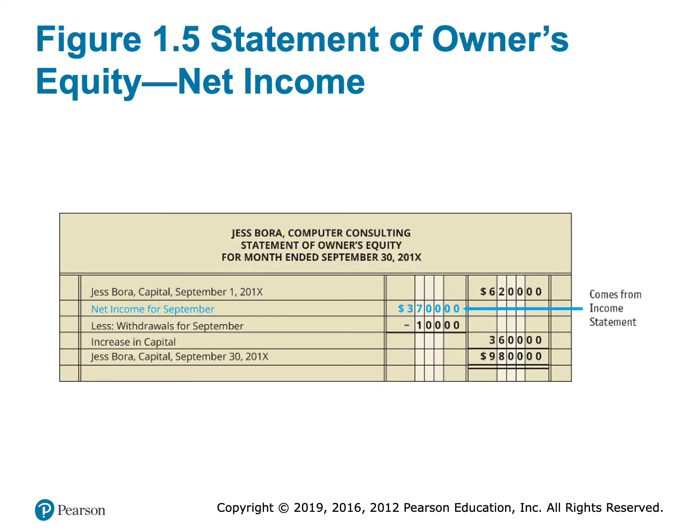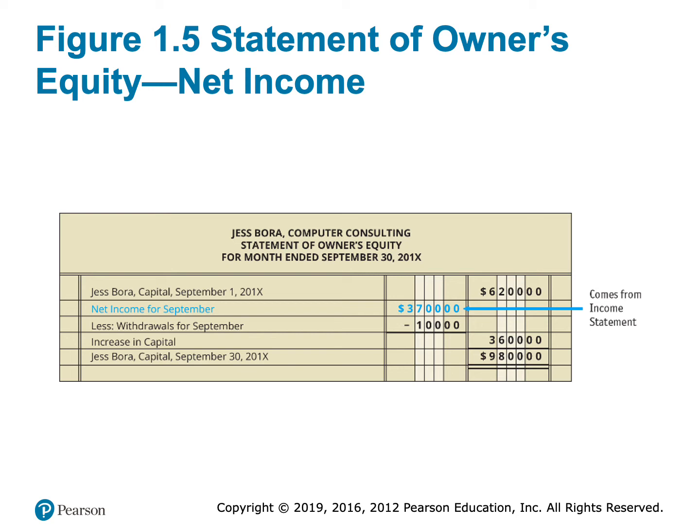So notice again, we have our statement, our 3-line heading. So we have a name of our company, the name of the statement, and the date. Notice that the date is the exact same date as the income statement. So the income statement covers a period of time. The statement of owner's equity covers the exact same period of time.